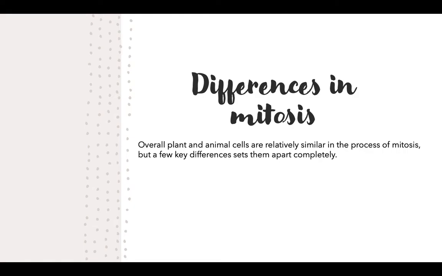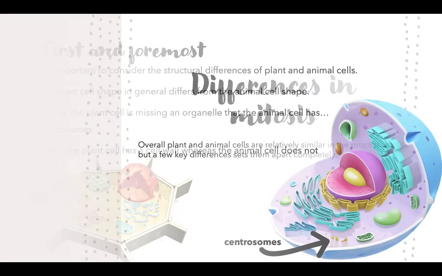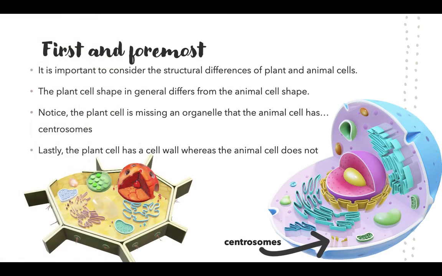So overall, plant and animal cells are relatively similar in the process of mitosis, but a few key differences set them apart completely. First, we'll be looking at the differences in mitosis. First and foremost, it is important to consider the structural differences of plant and animal cells. The plant cell shape in general differs from the animal cell shape.